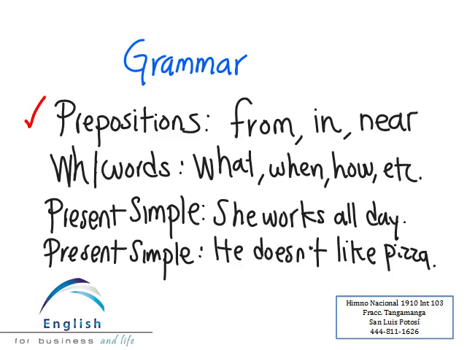The second one is we're going to be looking at WH words, such as what, when, who, how. Well, how is not a WH question, but anyways. We have the simple present here. For the third person, example, she works all day. And finally, we're going to check another item of the present simple, the negative form for third person. Example, he doesn't like pizza.